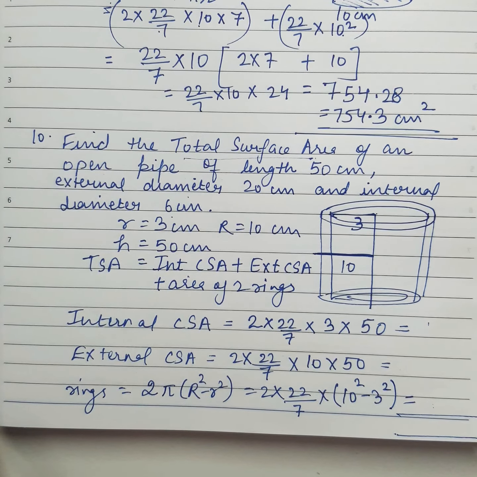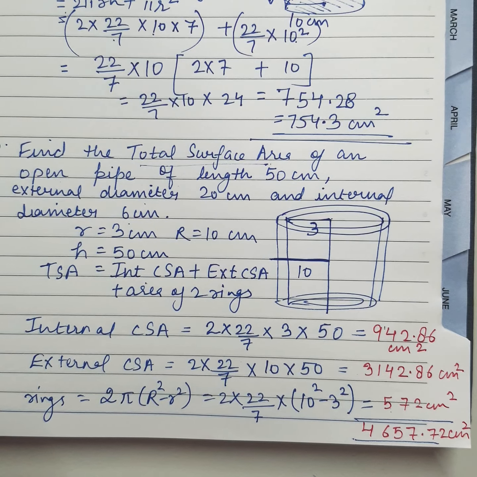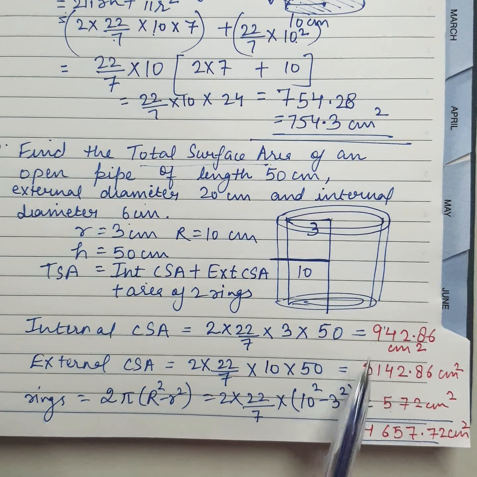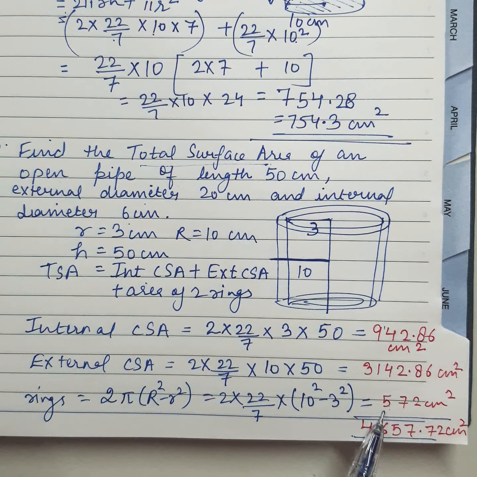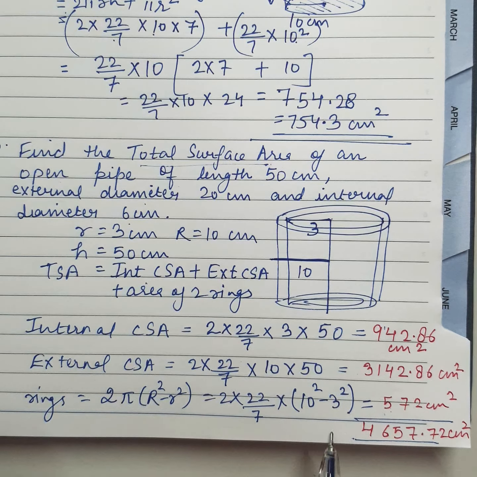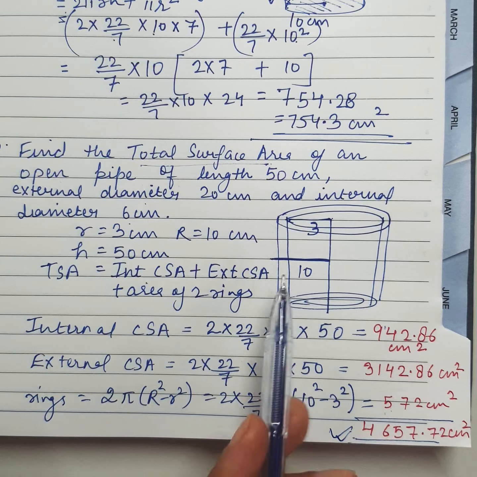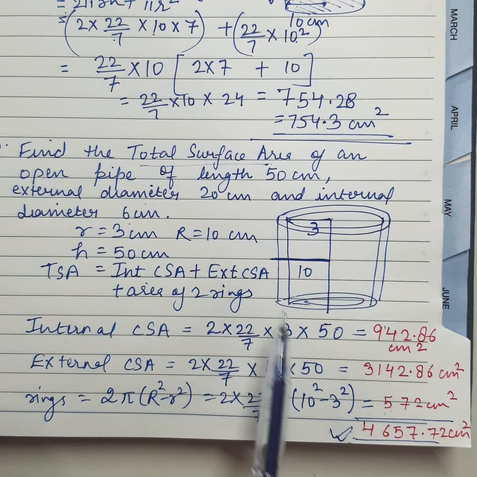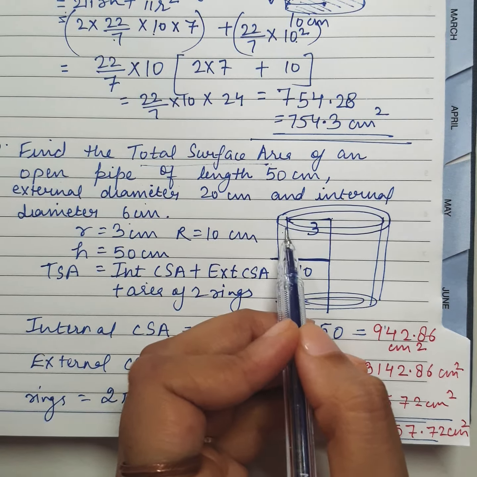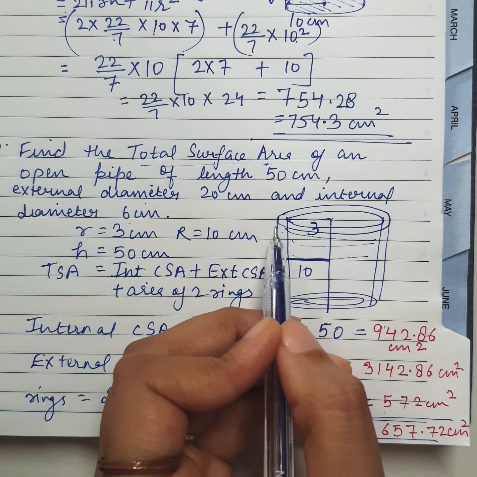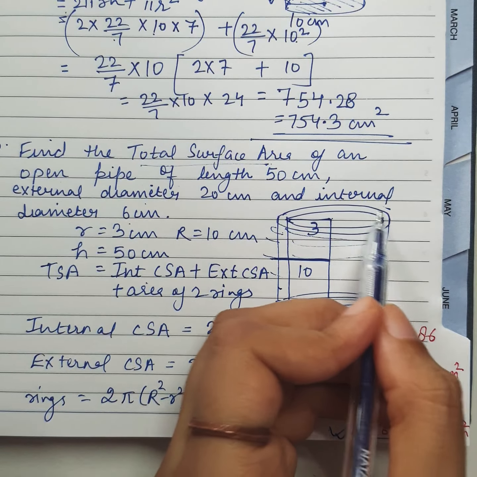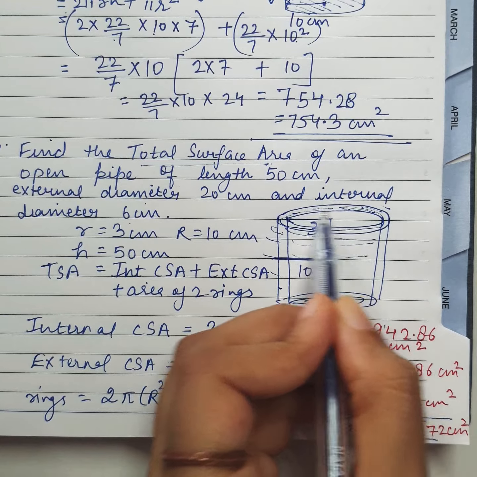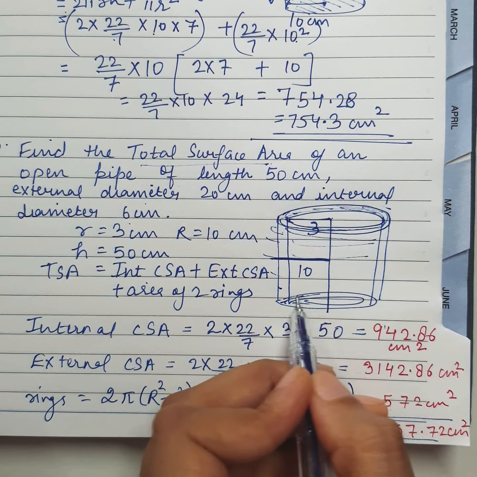You also take a pause from the video and start solving on your own. So these are the calculations which I have done. You may check your answer from here. Internal, external and the rings area added all together, this is the final total surface area of the pipe. And in this total surface area we have internal curved, external curved and the shaded portions of top and bottom.